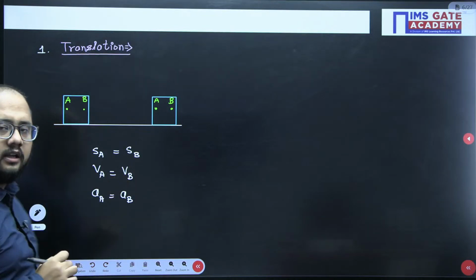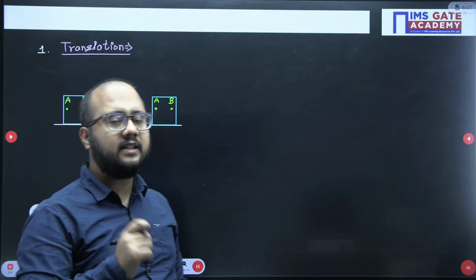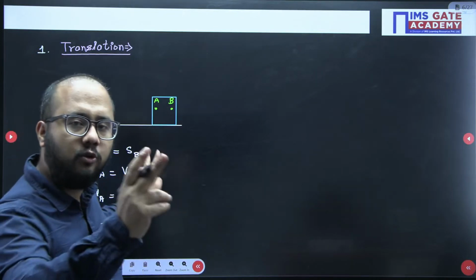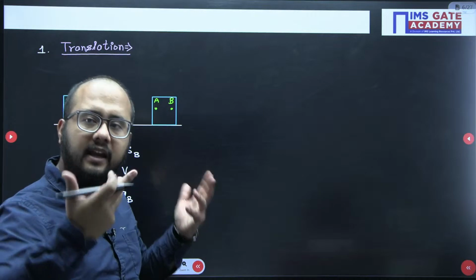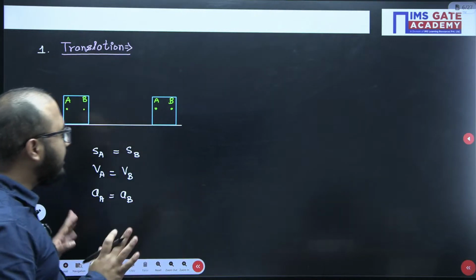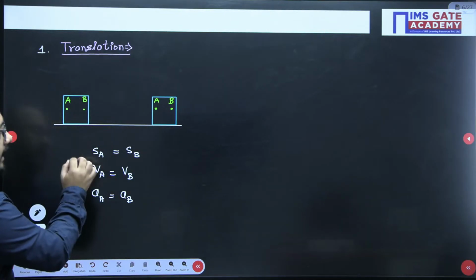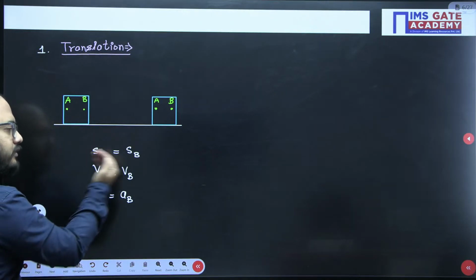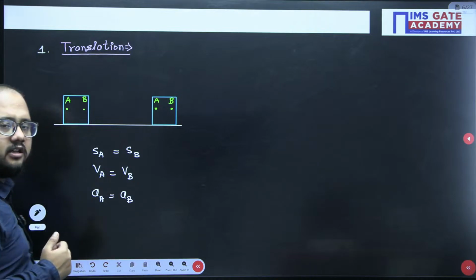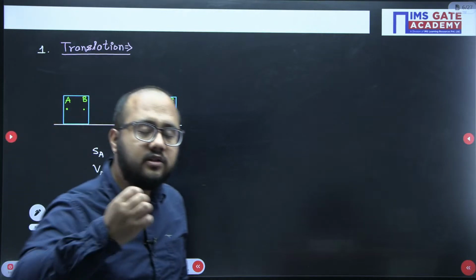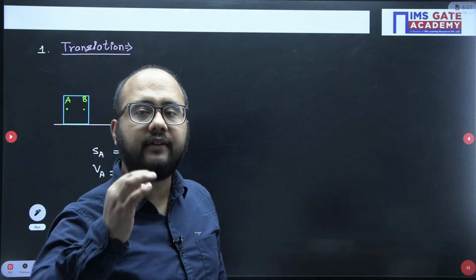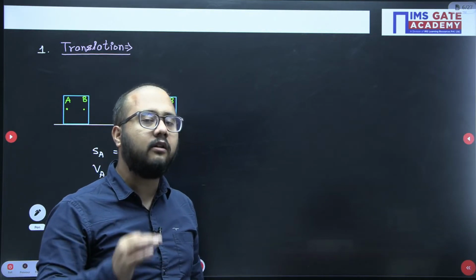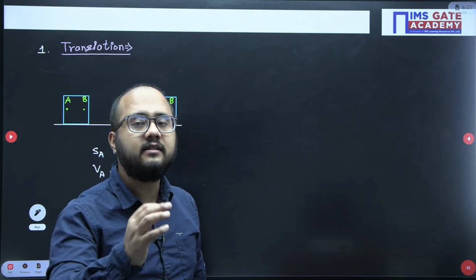So here you will notice one basic point, that all the particles, I have just for example taken two particles, it may have n number of particles. But one thing I can say with full surety, that all the particles are moving with same displacement, all will have same velocity, all will have same acceleration, which means each and every particle on the body is having exactly same motion.